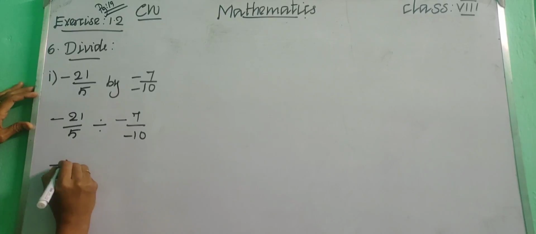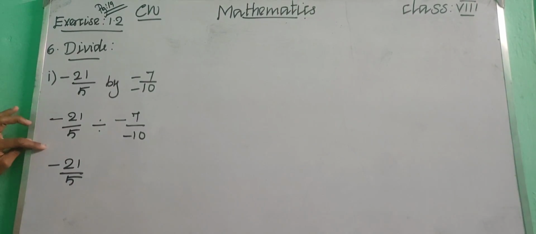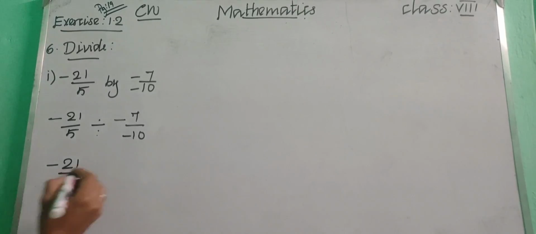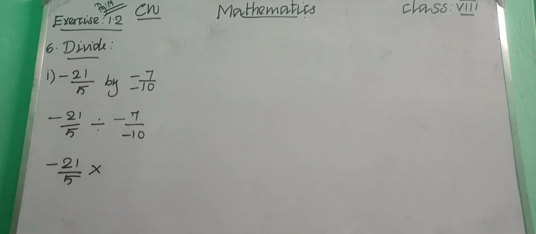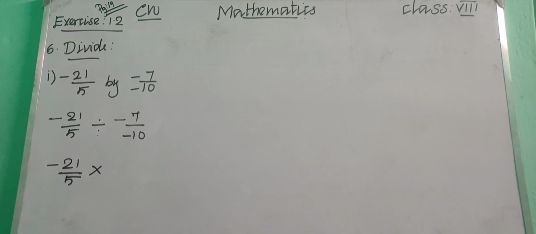So minus 21 upon 5. It is the first rational number, right? And then what we need to do? Here we are having the divide symbol, so we need to change the symbol into multiplication. Just insert the multiplication symbol, and then the next step is we need to take the reciprocal. That is the multiplicative inverse.